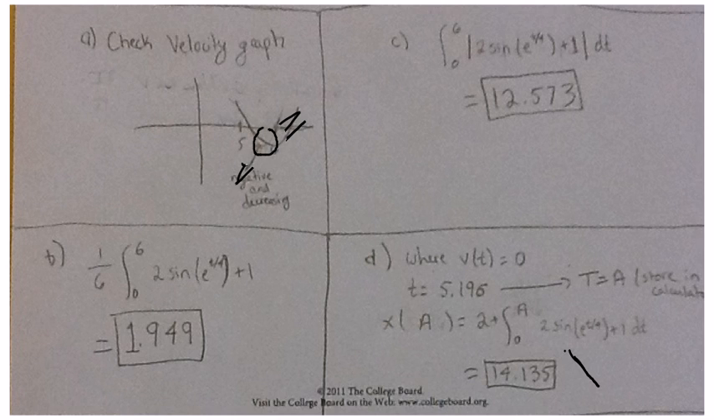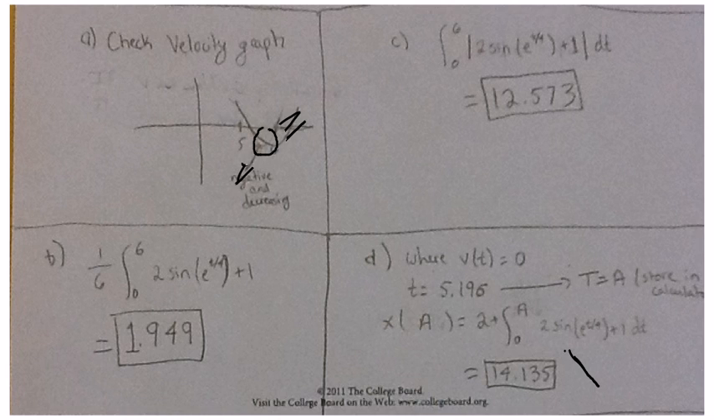Part D asks, for time t between 0 and 6 again, the particle changes direction exactly once. Find the position of the particle at that time. So we know that a particle will change directions when v of t, the velocity function, equals 0. If you graph that and calculate the zero, you will find that t equals 5.196. We can go to the front of the calculator and store this value in a, and then we need to find the position x of a. We do an integral from 0 to a of 2 sine e to the t over 4 plus 1 dt, which is our velocity function.